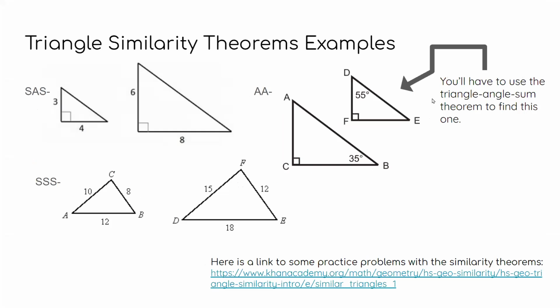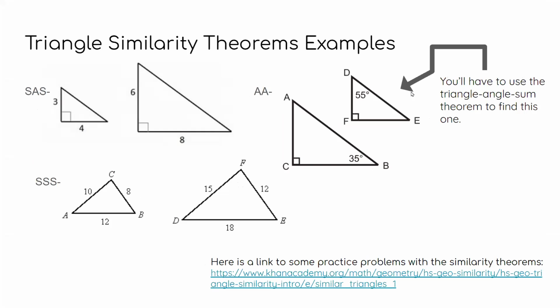And then SSS, these are scale copies. So this is not a whole number. It's not an integer dilation. So you have to multiply. You can find the scale factor by 15 divided by 10. These are corresponding sides, side DF and side CA. So 15 divided by 10 is 3/2.